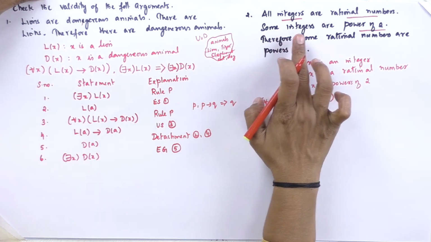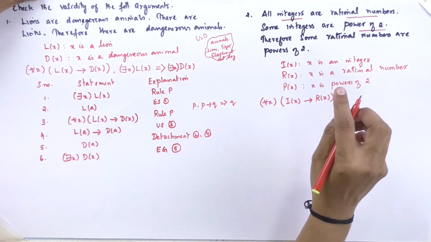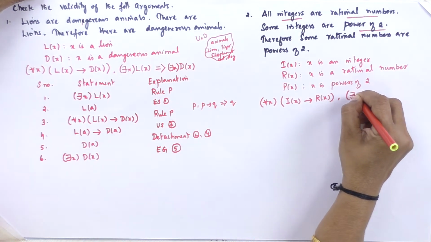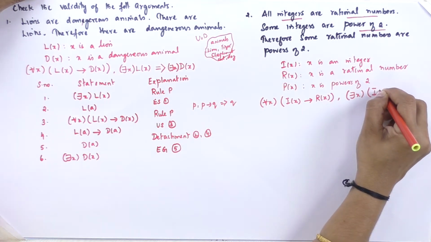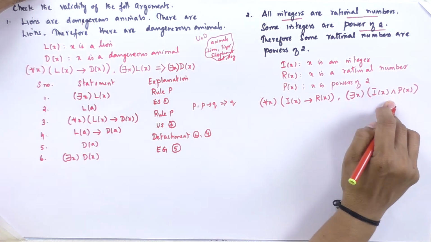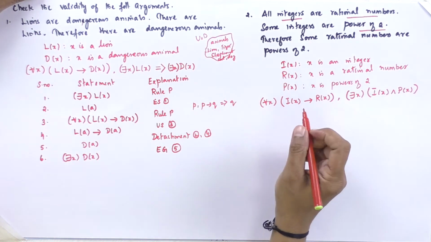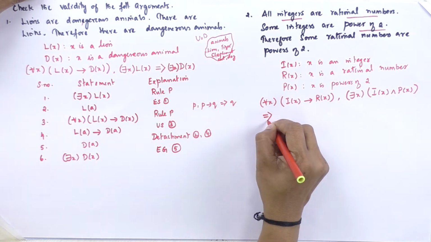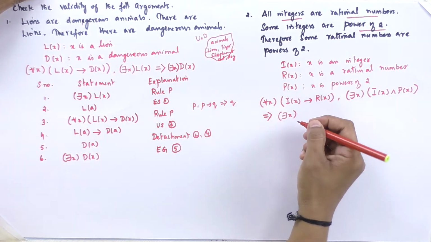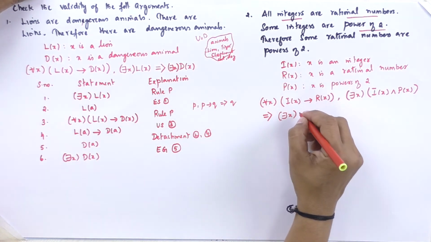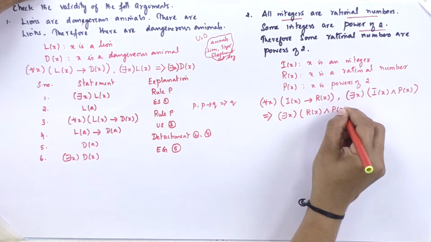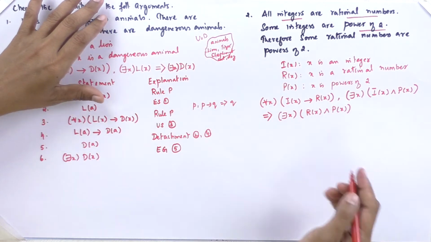And next is some integers are powers of 2. I will have to connect these two. So some, I will have there exists x. Some integers are powers of 2, so powers of 2 I will have as and P of x. Then therefore this should imply some rational numbers. Some, in the sense we will have existential quantification. Some rational numbers are powers of 2: some rational numbers R of x and P of x, right?